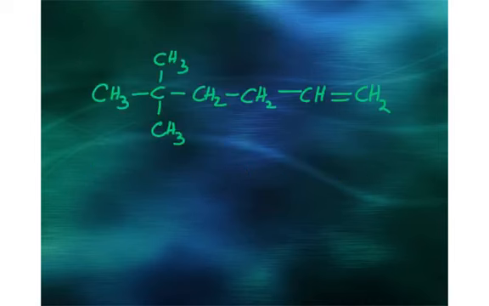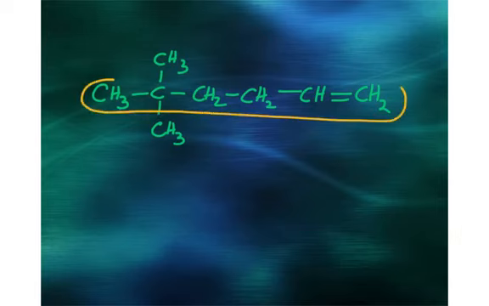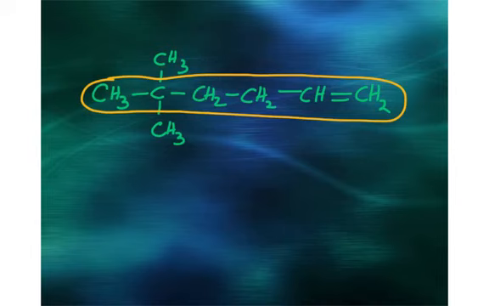Let's try another one. So this one I've drawn and I want you to name. Rules still apply, so we're going to find the longest carbon chain in a row. And as most common, it is straight through the center. So by circling it, we can see the substituents more obviously. Let's number our parent chain.